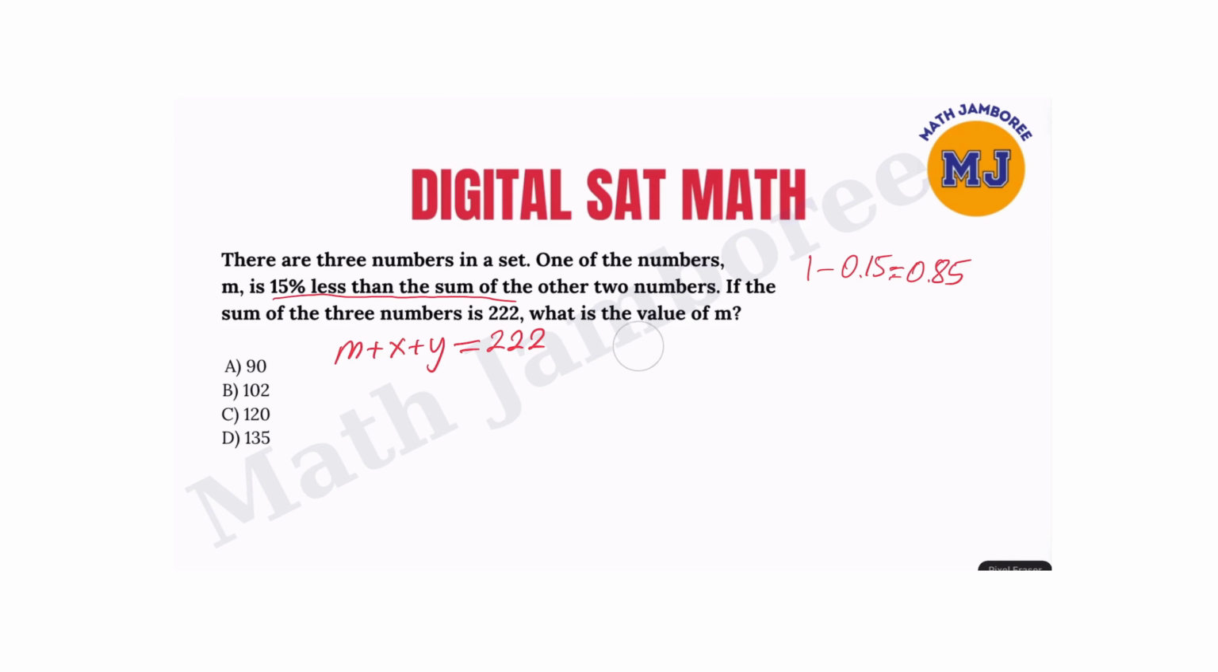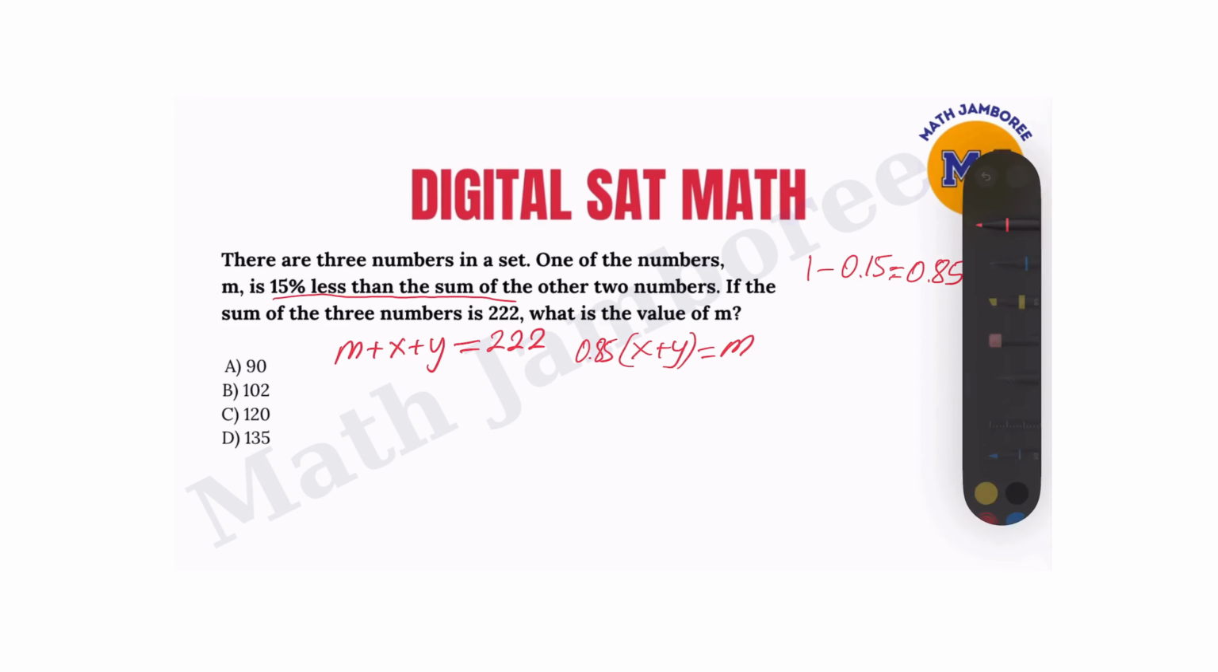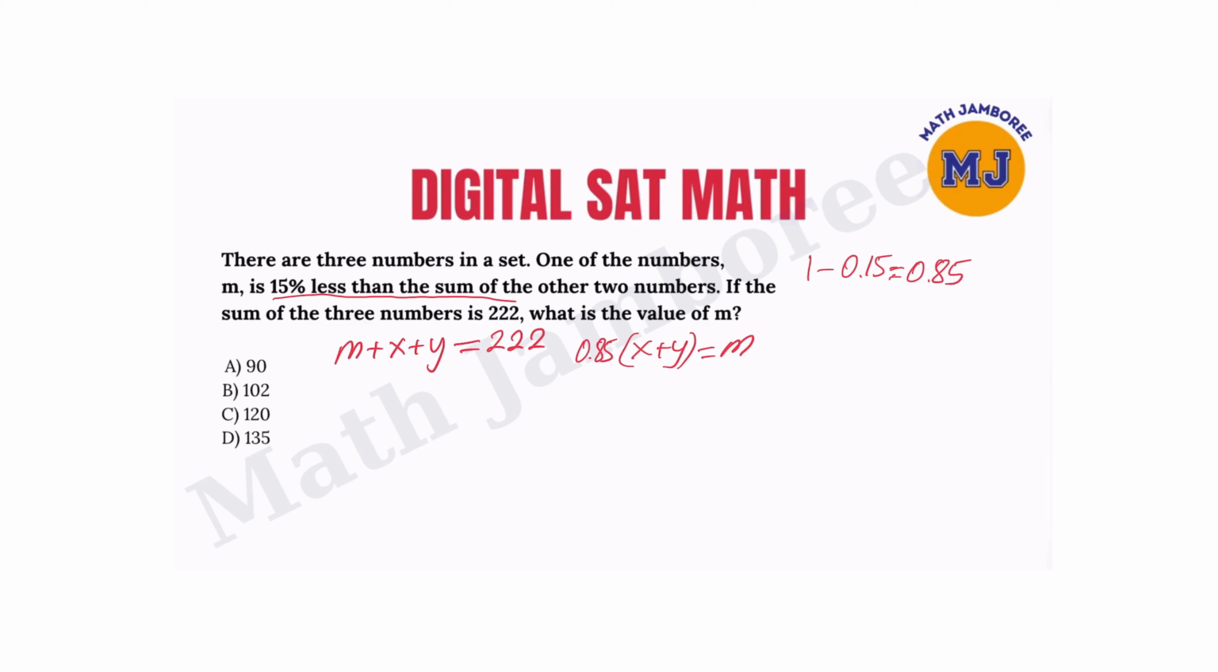So this tells us that m is going to be 15% less than x plus y, which means 0.85 times x plus y is equal to m. This is how you set up this equation. Now I'm going to show you in a different color pen. To solve this, when we distribute the 0.85 into the parentheses, we will have a value of m in terms of x and y. Let's go ahead and do that.